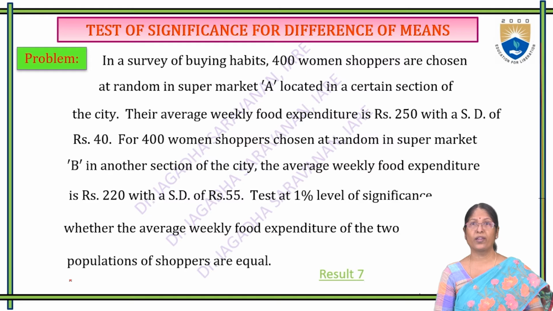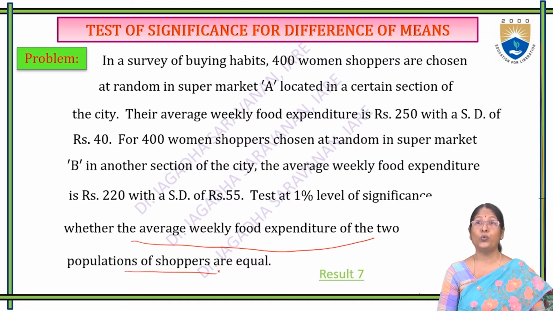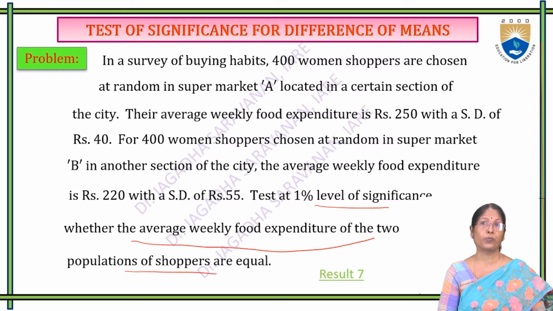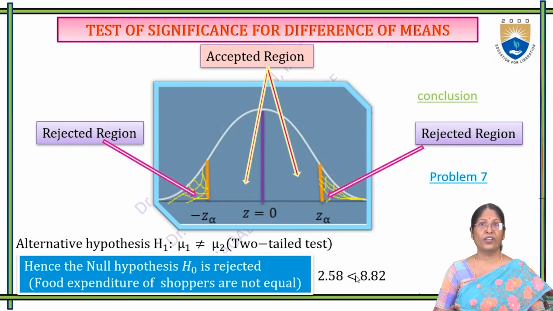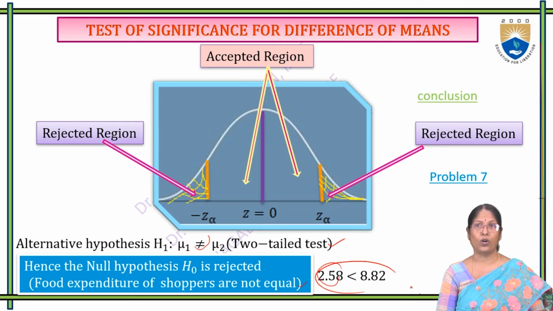Here we can see a very clear picture of the two groups. Clearly they asked whether the average weekly food expenditure of the two populations are equal, at the given level of significance. We have taken the null hypothesis that they are equal. We rejected it, saying no, they are not equal. The null hypothesis is rejected because the tabulated value is less than the calculated value. So what is correct? The alternative hypothesis, that food expenditure of shoppers are not equal.